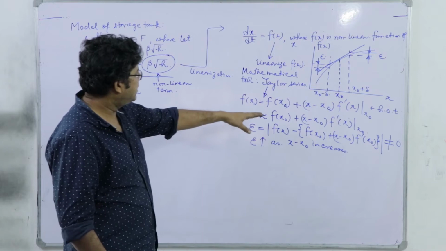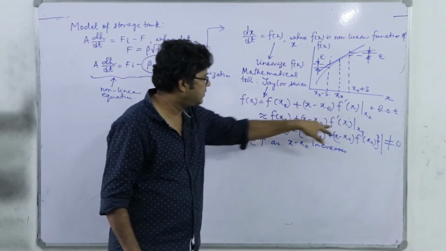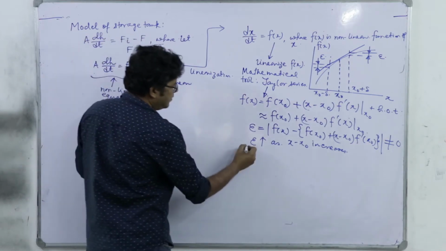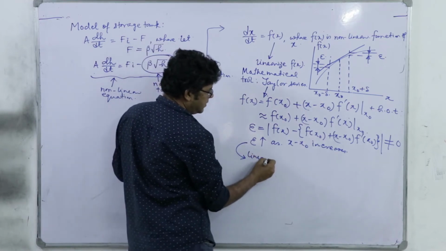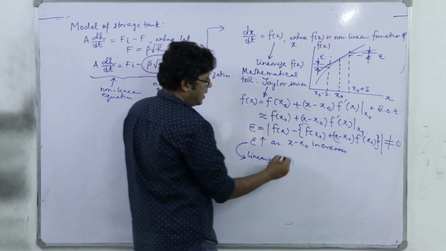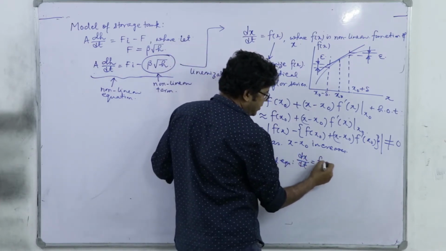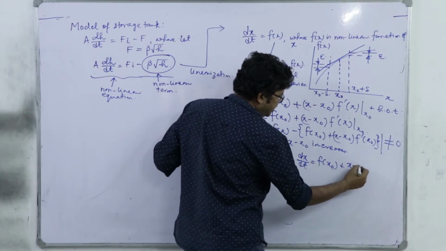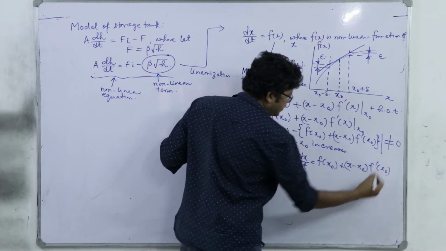So, we will replace this f(x) by the Taylor series expression truncated after the first term. So, the linearized equation becomes dx/dt is equal to f(x0) plus (x minus x0) into f prime at x0.